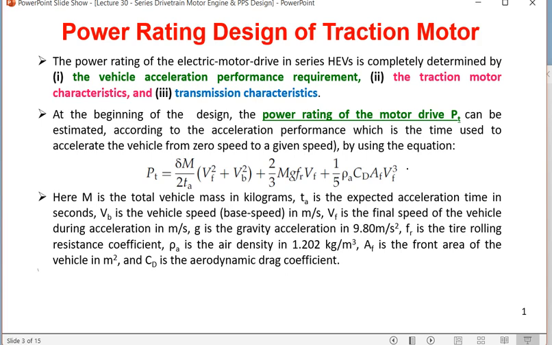FR is the tire rolling resistance. Rho A is air density, 1.202 kg per meter cube. AF is the front area of the vehicle in meter square. CD is the aerodynamic drag coefficient.